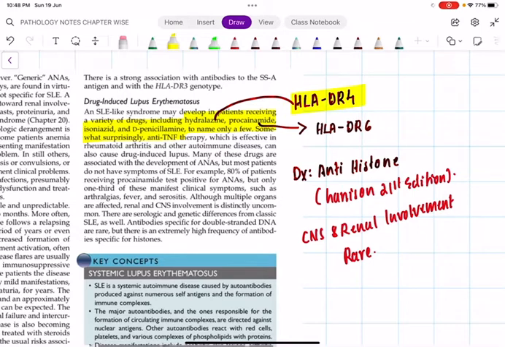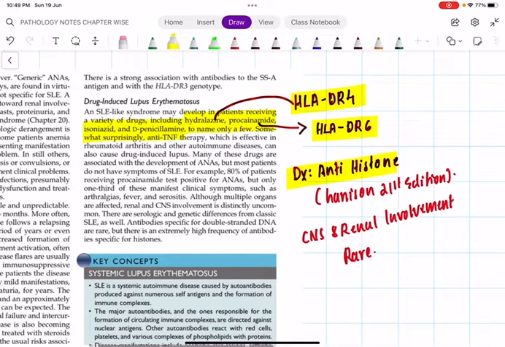Hydralazine is associated with HLA-DR4. That means if the patient has HLA-DR4 polymorphism and is taking hydralazine, he or she will develop SLE. Similarly, procainamide: if the patient has HLA-DR6 polymorphism and is taking procainamide, the patient will develop systemic lupus erythematosus. Diagnosis, I have already told you from the Harrison table: antihistone antibodies are the diagnostic antibodies.